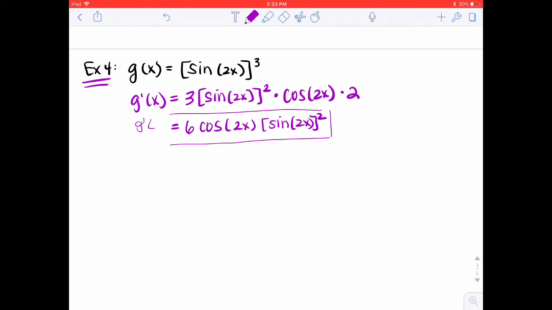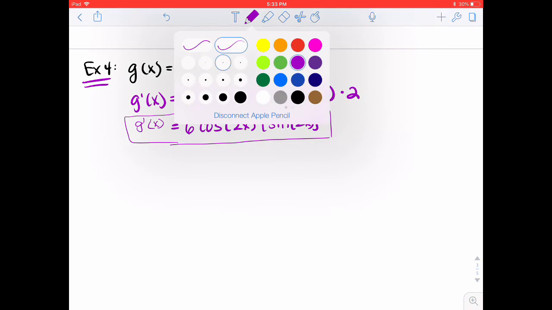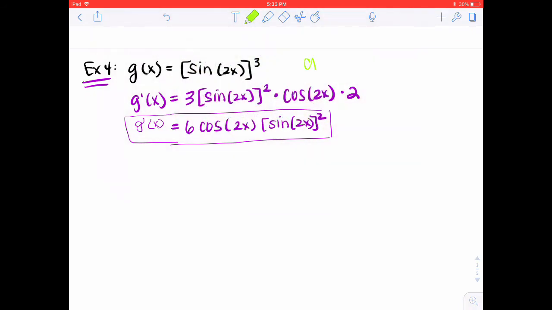Alrighty, so this is our derivative. So this is here us doing the chain rule twice. So this is one where we did the chain rule twice.